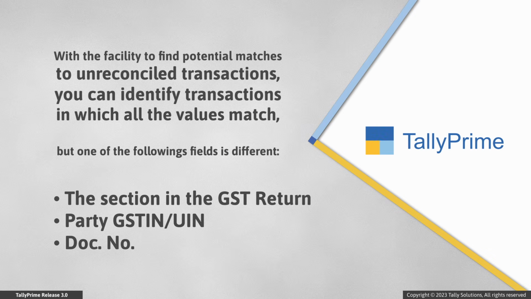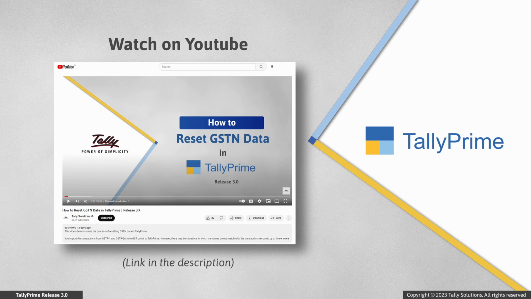As demonstrated, the facility of potential matches for reconciliation helps you identify transactions in which all the values are matching, but there is mismatch due to section, party GSTN or UIN, or doc number. You can easily take actions to reconcile those transactions. Now, it can happen that you identified some errors in transactions, or you might have imported wrong transactions. In such a case, you can reset GSTN data. To know how to do it, watch our video How to Reset GSTN data in TallyPrime.